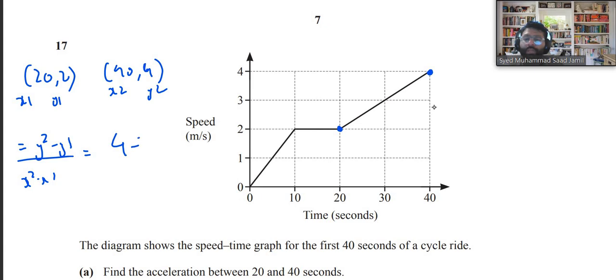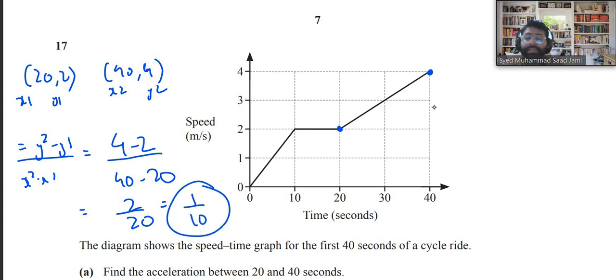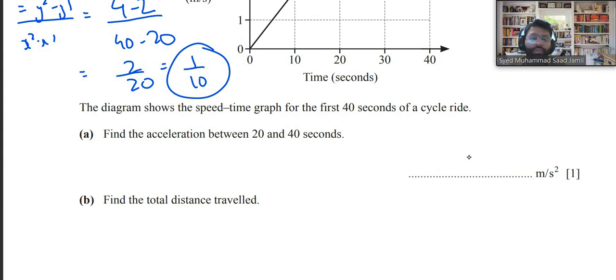Gradient is y2 minus y1 upon x2 minus x1. y2 is 4 minus 2 upon x2 is 40 minus 20. So this becomes 2 upon 20, which means it is 1 upon 10. So you can write 1 upon 10 or 0.1 meters per second square.